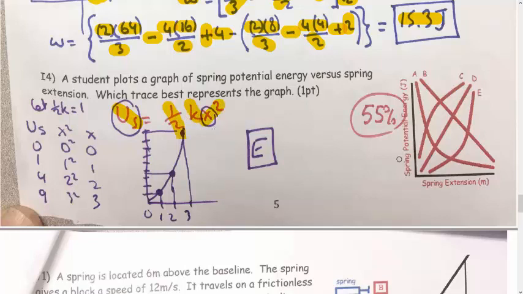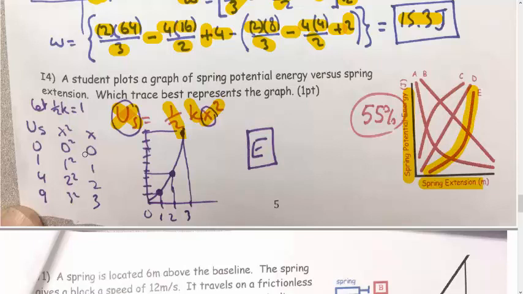And I look at my graph, and spring potential energy is U_S, and spring extension is x. So, is it linear? Is it inverse? Is it inverse squared? Is it quadratic? And I think it's easy to see that's quadratic. So it would be E.